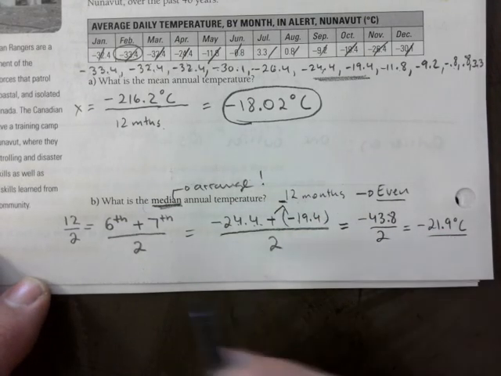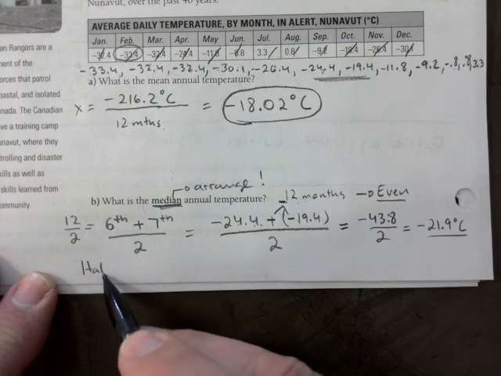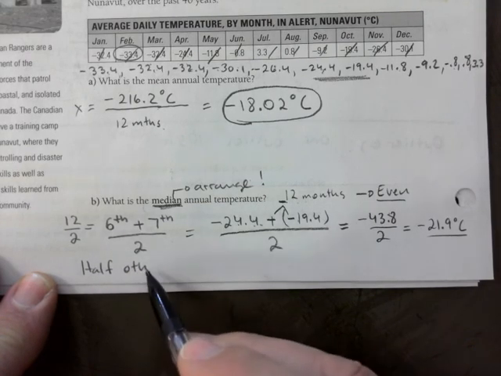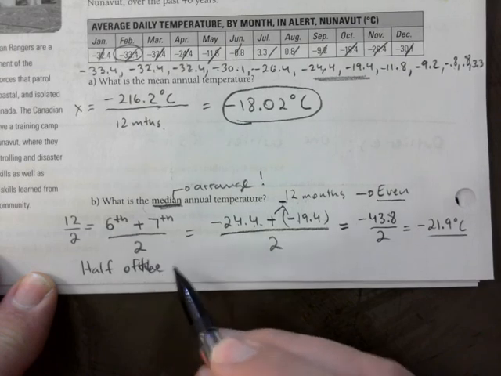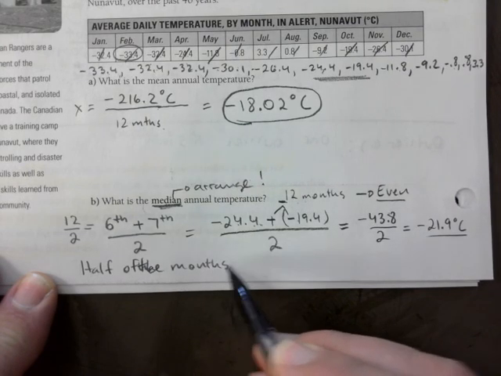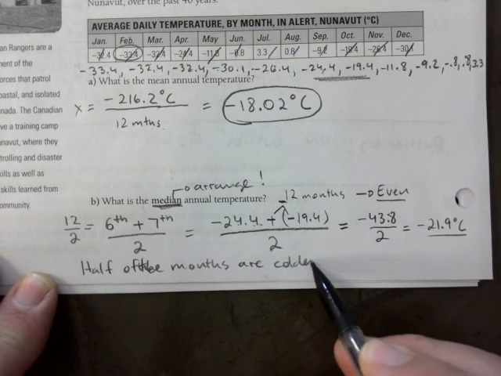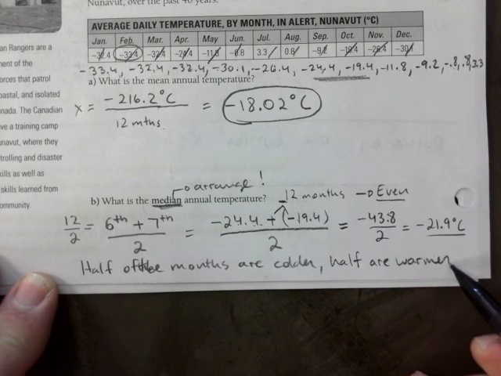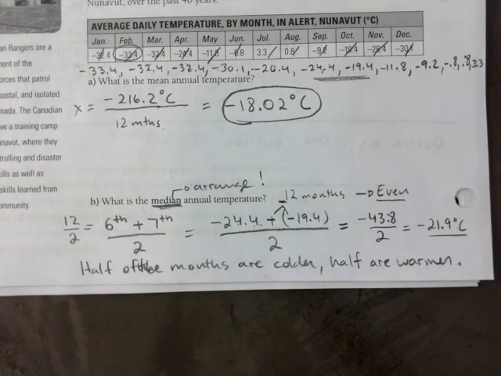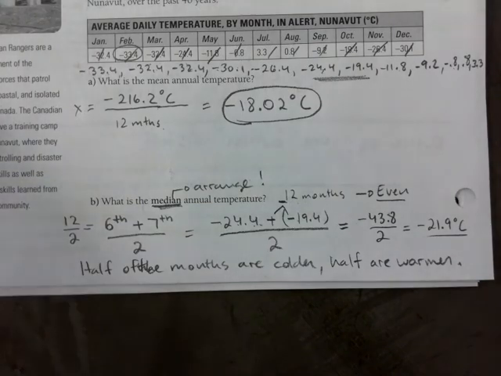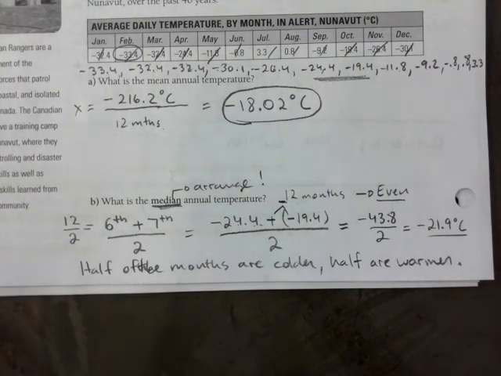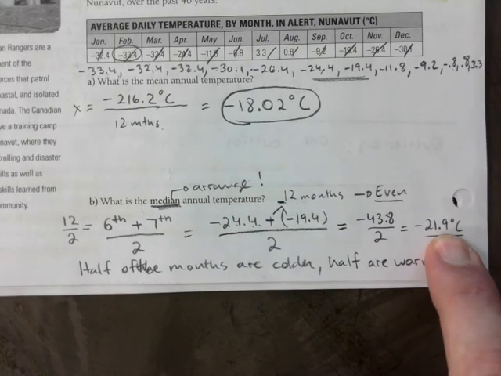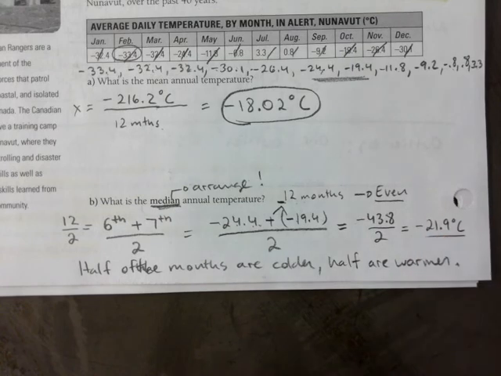I will tell you this. Half of the months are colder, half are warmer. That's what you just found in this context. That's what median does, half and half, right? Which is quite cold. Think about it, 6 months of the year, it's colder than this, right? You might think like that's Manitoba. It's like, no, it's not quite that bad here, right?